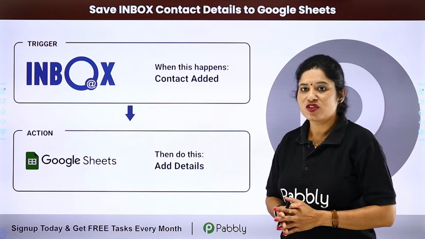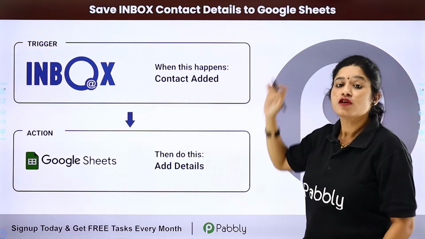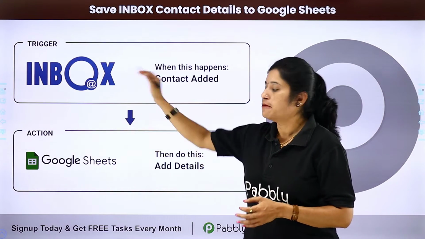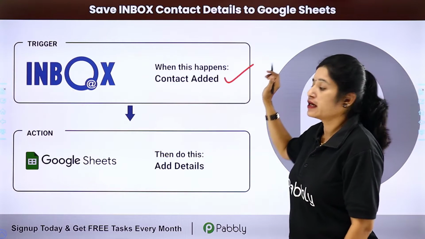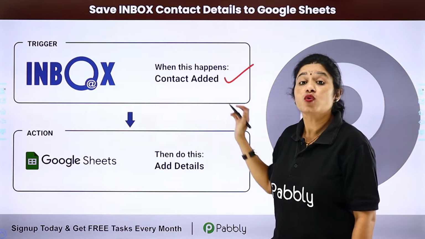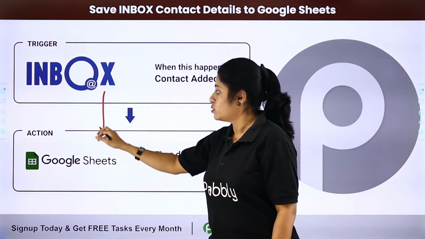In this video, we are going to learn how to save Inbox contact details to Google Sheets. So the idea here is that you are using an email marketing platform, that is Inbox. Now you want that whenever you add a new contact to your email marketing platform, automatically the same contact details should be added to your Google Sheets. For that, you need to integrate Inbox with Google Sheets.